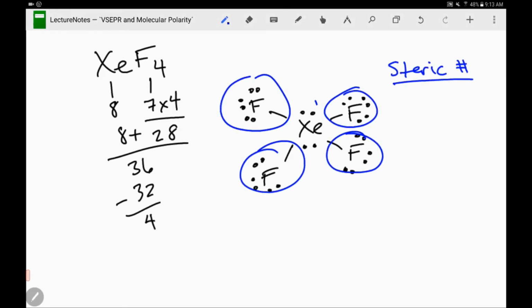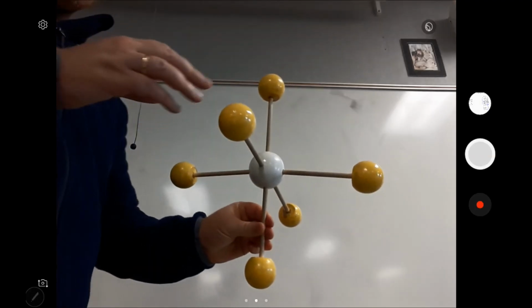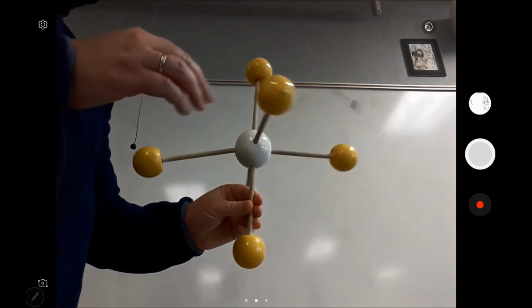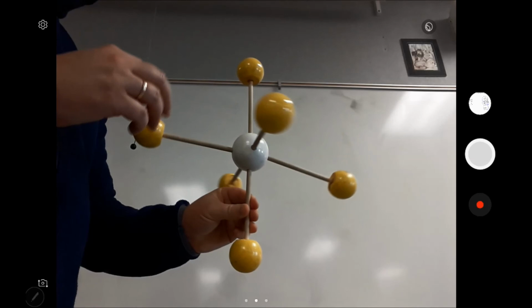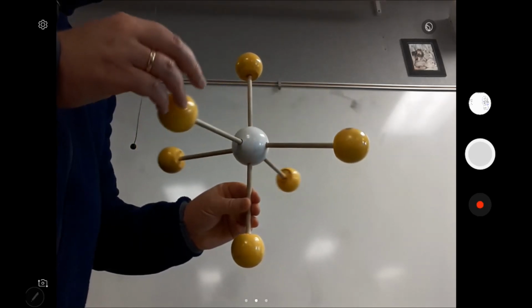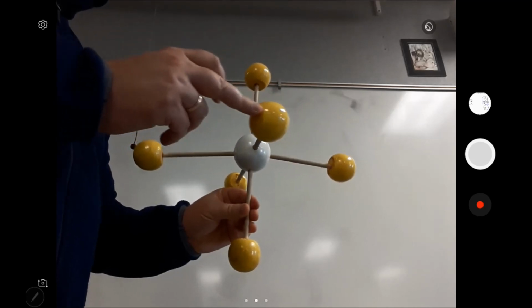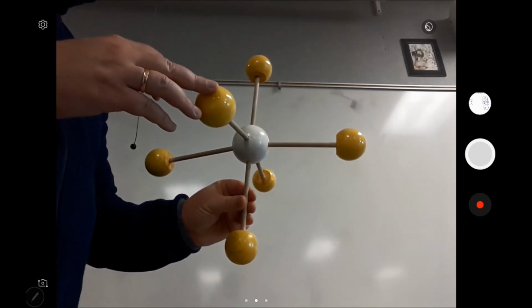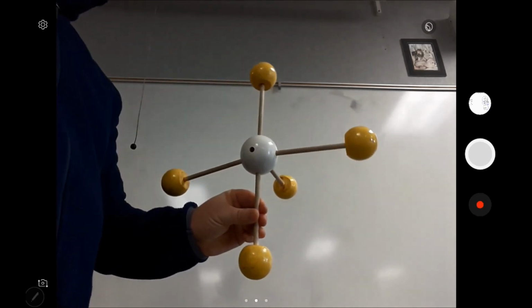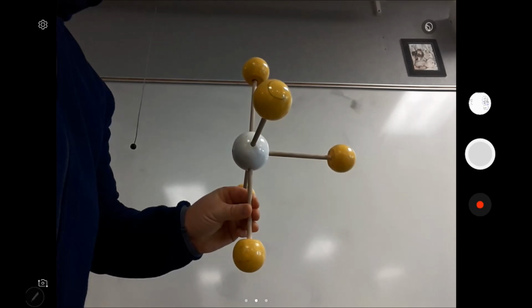With 4 sigma bonds and 2 lone pairs, the steric number here is 6. Now, what happens when you have 2 lone pairs on this? I hope by now you've given up looking for patterns. The best way to determine the pattern is to simply picture it in your mind and see it in your mind. Otherwise, you're going to have to remember everything. There are no patterns. Okay, so with 2 lone pairs, we'll take one off from anywhere. That gives us square pyramidal.